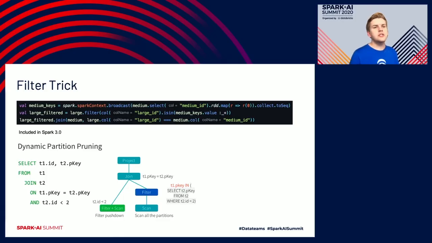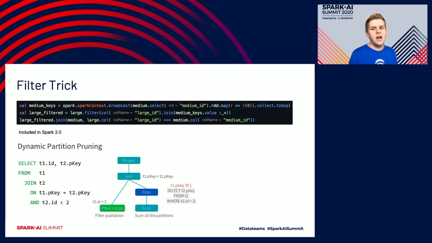So some other tricks you can do is try and filter your data down before you actually do your joins. This is particularly useful when you have data frames that are too large to broadcast. So in our example at the top, we have a medium data frame and a larger data frame. And we're trying to filter out the larger data frame based on the keys in the smaller data frame.